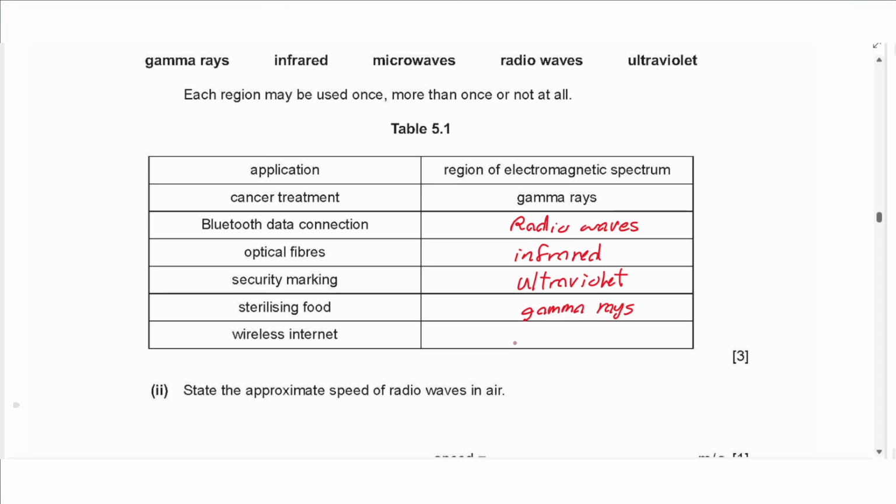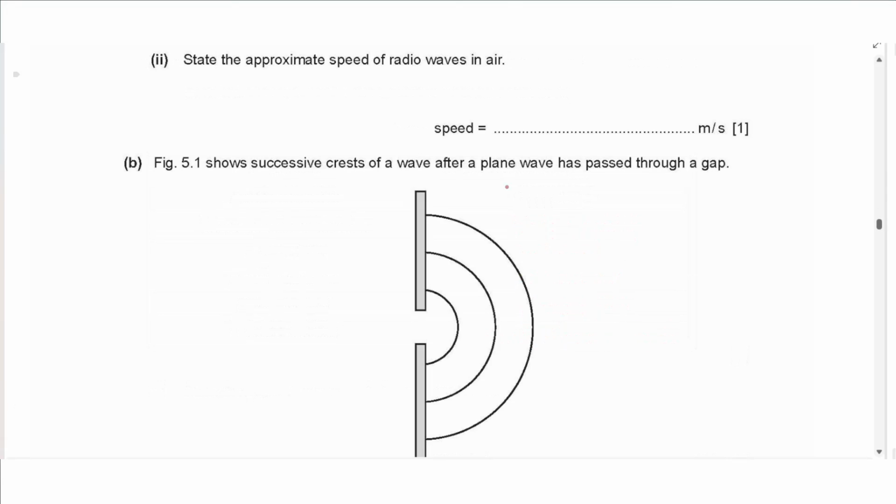Wireless internet, we can use radio waves or microwaves. Since radio waves have limited range or limited distance, microwaves can travel more distance, so the routers which have more power or can reach longer distances use microwaves, but it is mostly radio. Part II says state the approximate speed of radio waves in air. As in vacuum, it is the same, 3.0 times 10 to the power of 8 meters per second.